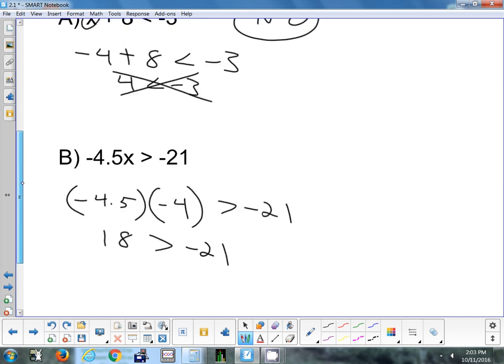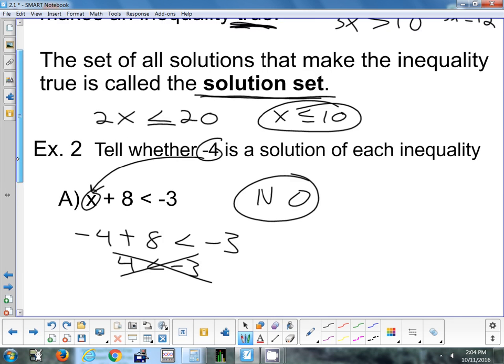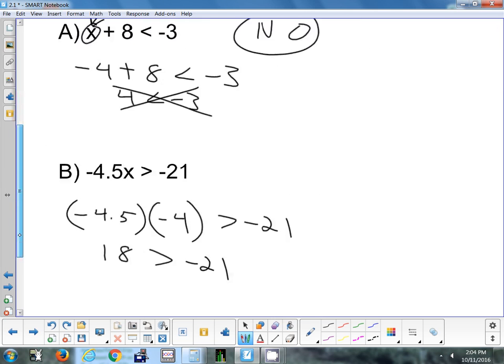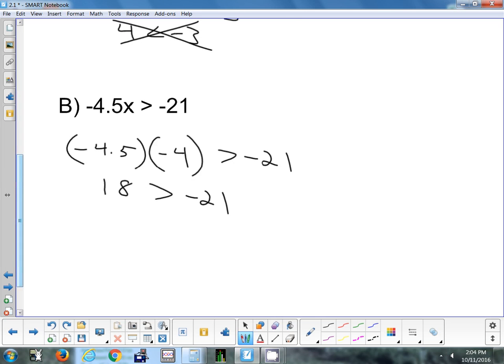So who can tell me what does that mean? What does that mean about -4 in this case? Josh? Yeah, it's true. So what do you mean it's true? I agree, I got a true statement, but what does that mean? Is that 18 is greater than -21? Okay, 18 is greater than -21, but how does that help me to answer the question? Exactly, -4, maybe not the only solution, but it at least is one of the solutions.